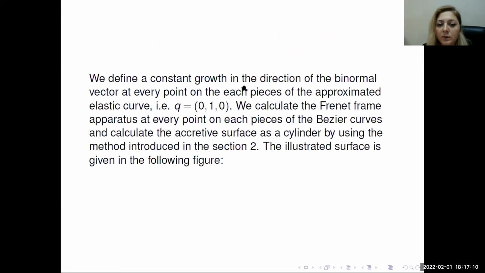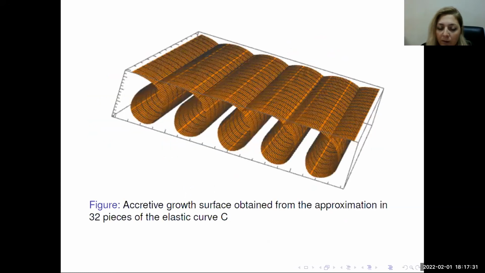We define a constant growth in the direction of the binormal vector at every point. So Q is (0, 1, 0). We calculate the frame apparatus at every point on each piece of the Bézier curves and calculate the accretive surface as a cylinder like this.